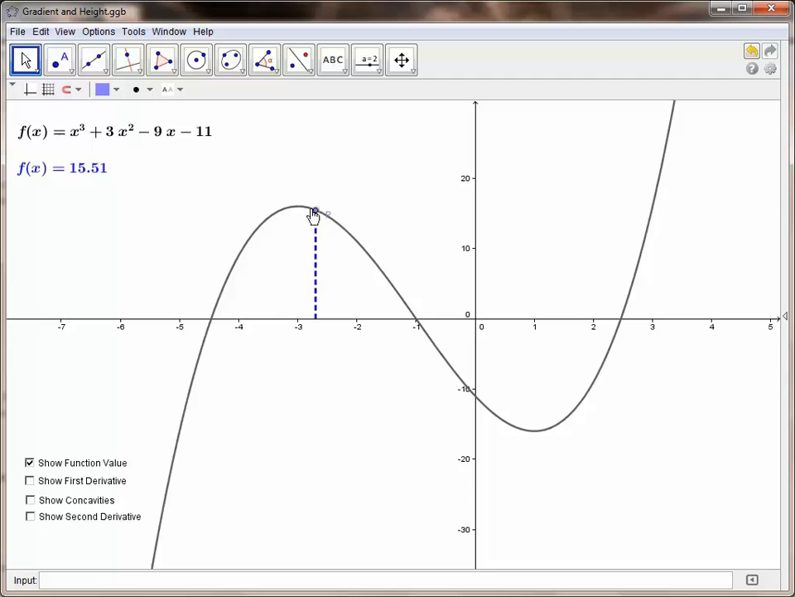Now, if I move P to somewhere like this, to one of my x-intercepts, and it doesn't want to grab it right there, I'll try this one here. If I move P right onto the x-axis, we see that f of x is equal to 0. And this is how we can determine where x-intercepts are, by thinking about the places where f of x is equal to 0. And there's going to be 3 of those places on this particular curve.